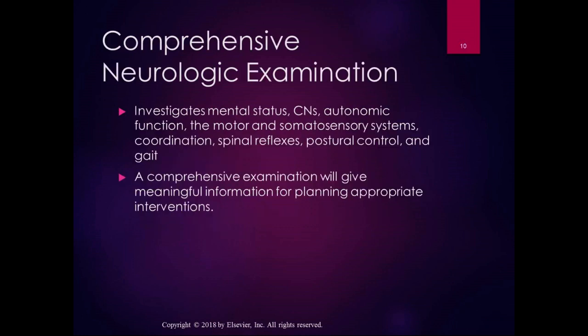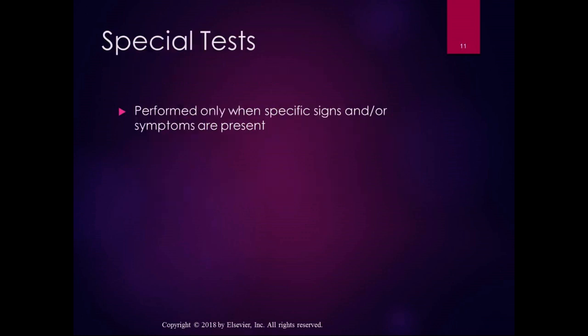So in a comprehensive neurological examination, they examine a whole list of things: mental status, cranial nerves, autonomic function, motor and somatosensory systems, coordination, spinal reflexes, postural control, and gait. The comprehensive exam will give meaningful information for planning appropriate interventions. So there are special tests that are performed only when specific signs and symptoms are present. And the book lists a whole lot of them, which is very interesting to read.